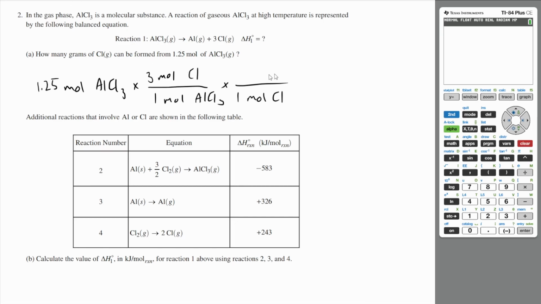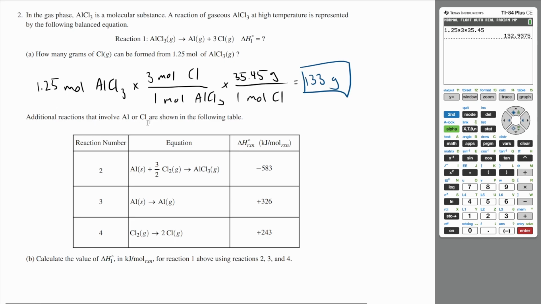And the molar mass of chlorine is 35.45 grams. So if you do out the math on that, 1.25 times 3 times 35.45 is about 133 grams, and that is your answer for part A.